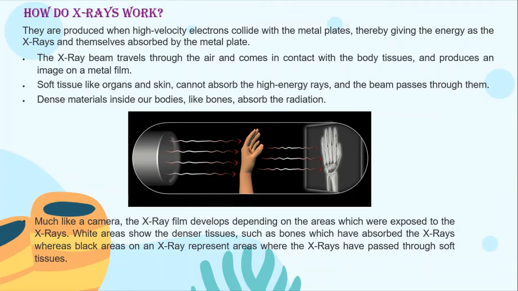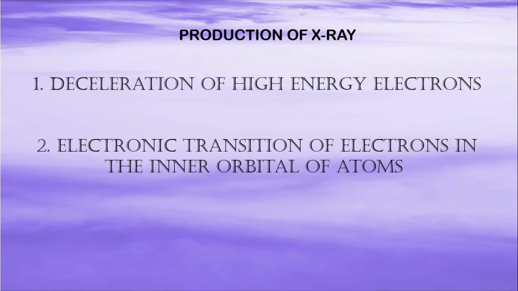The figure shows when your hand is exposed to X-ray. The image will develop on the X-ray film depending on the area that has been exposed to the X-ray. The white area shows the denser tissue like bones which have absorbed the X-ray, and the black areas on the X-ray film represent the areas where X-rays have passed through the soft tissue. Next slide, we go to the production of X-ray.